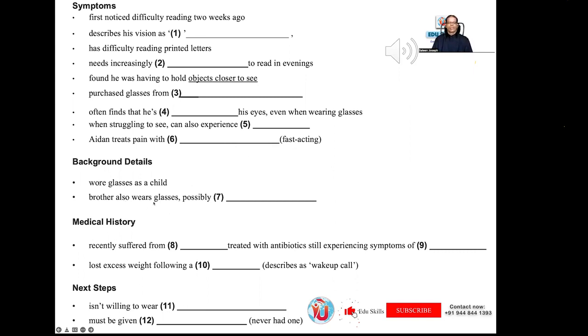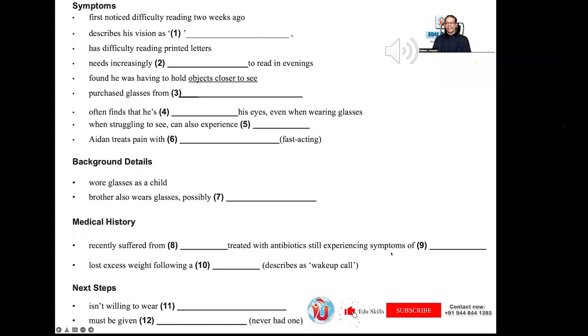Wore glasses as a child, brother also wears glasses. Possibly there is a modal verb. There will be some modal verb in your audio instead of possibly. We'll check into it. And medical history, recently suffered from dash. Medical history means, you know, previously what were the issues that person had. Suffered from some disease, right? Suffering from some disease, some condition. You see, immediately you have treated. Here also, headache treated with some other tablet. Here, suffered from something and treated with antibiotics, still experiencing symptoms of another sickness, symptoms of another condition.